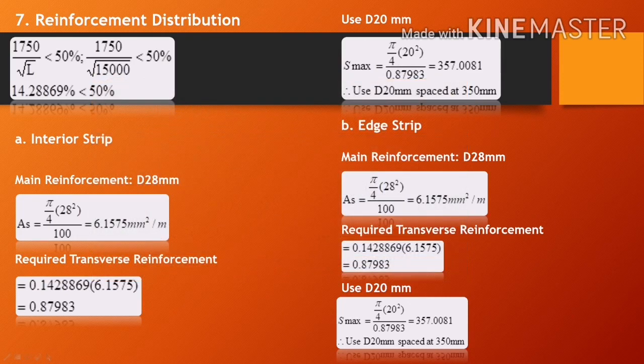For the edge strip, the main reinforcement that we will use is D28 mm bar, and its area is equal to 615.75 mm squared.